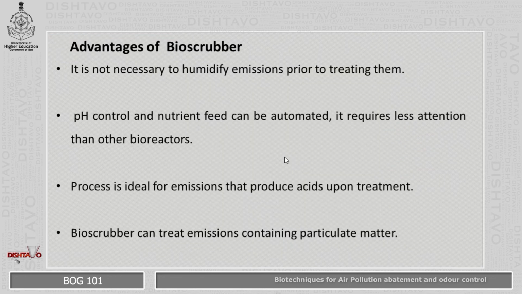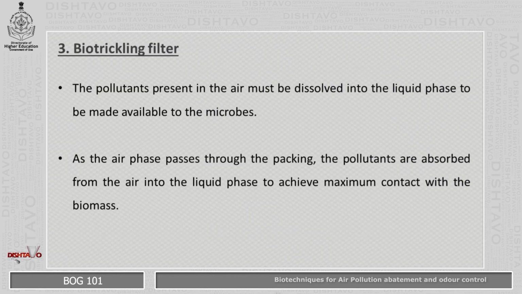Coming to the advantages of bioscrubber, it is not necessary to humidify the emissions prior to treating them. pH control and nutrient feed can be automated. It requires less attention than other bioreactors. The process is ideal for emissions that produce various acids upon treatment. Bioscrubber can treat emissions containing particulate matter. Third one we have is biotrickling filter.